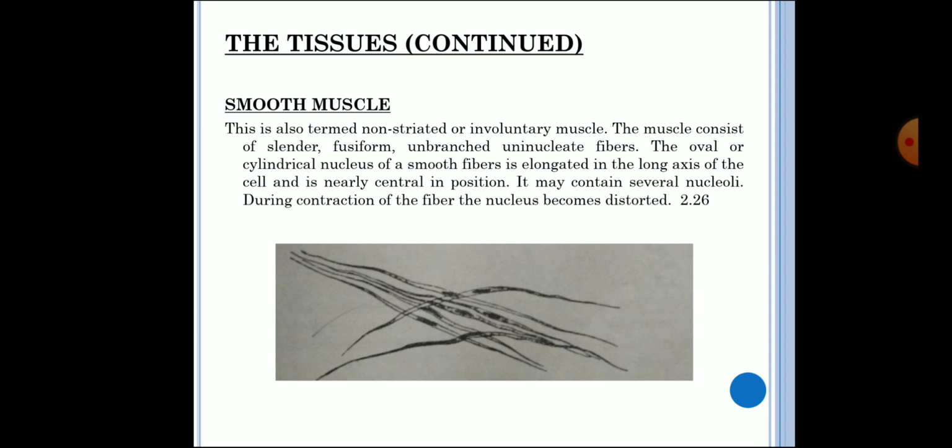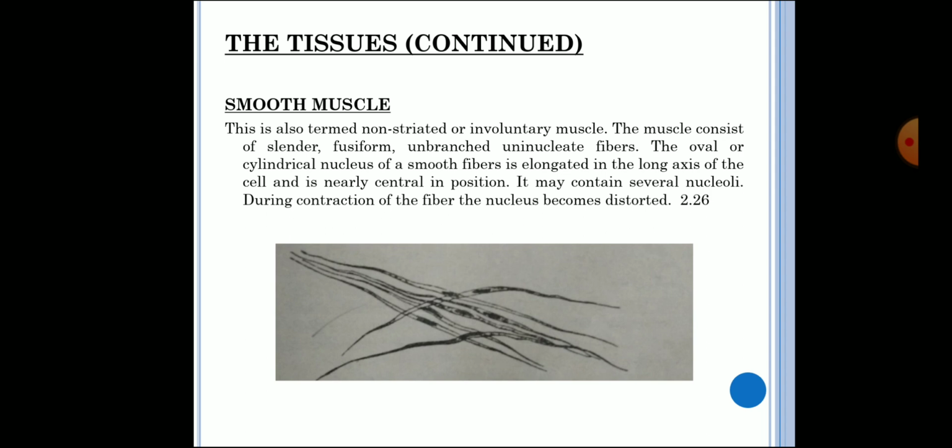The muscle consists of slender, fusiform, unbranched, and uninucleate fibers, about 15 to 500 micrometer long. Each fiber is about 6 micrometer in diameter at its thickest portion. The oval or cylindrical nucleus of a smooth fiber is elongated in the long axis of the cell and is central in position. It may contain several nucleoli. During contraction of the fiber, the nucleus becomes distorted.